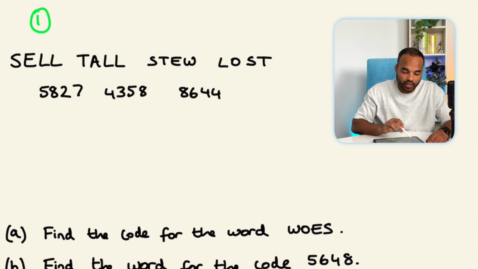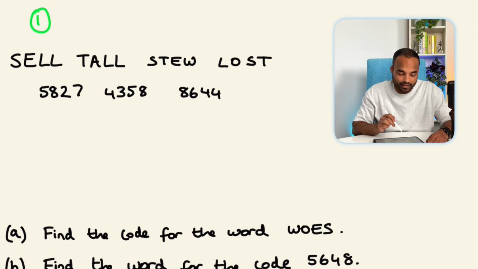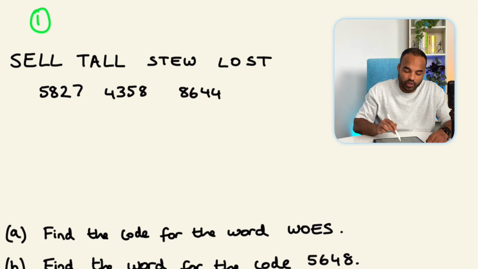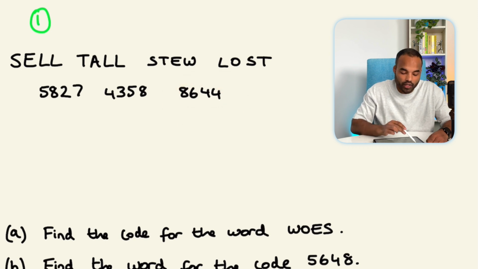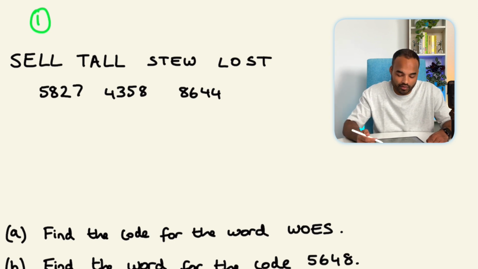So I can spot over here that we have 2 L's in sell, 2 L's in tall. So we've got repeating letters. Do we have any number codes where the last 2 numbers are the same? We do. If you have a look here, 8644, that can only be the code for either sell or tall, right? Because stew and lost, they don't end in the same letters. So 8644 must be for either sell or for tall. At the moment, we don't know.